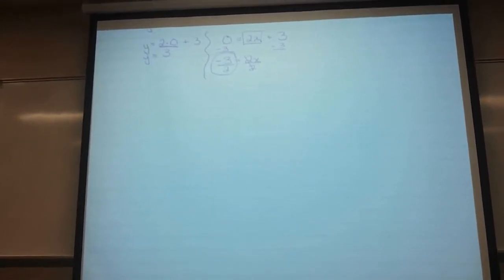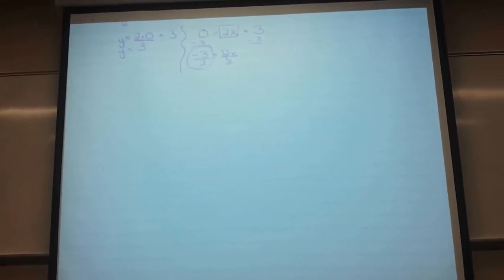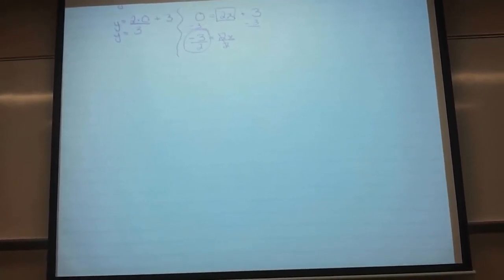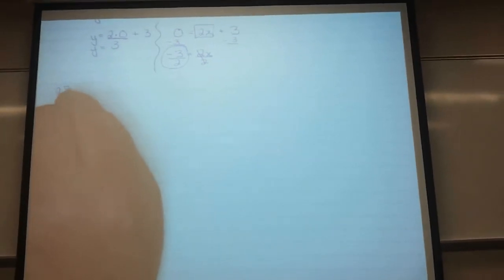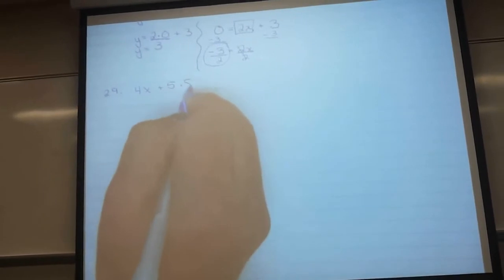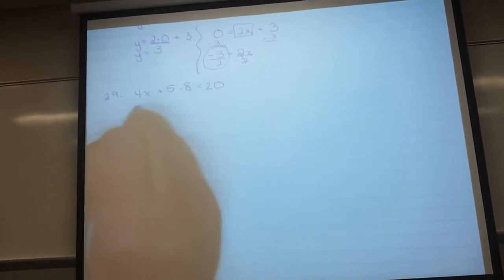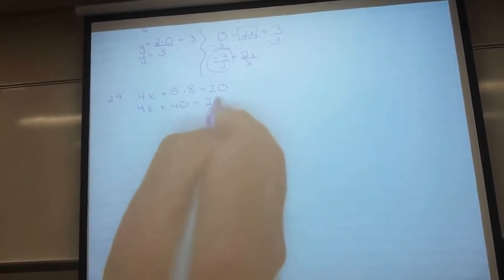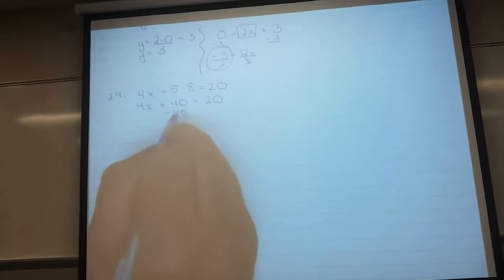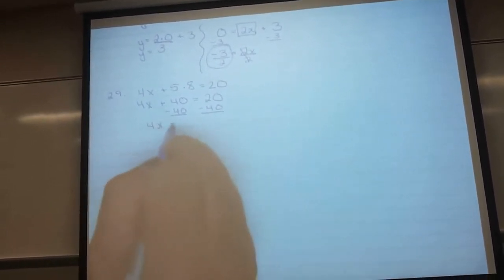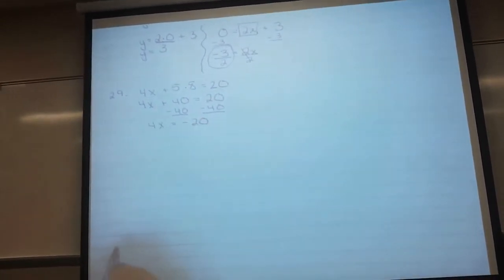For number 29 and 4.1, okay. The last one, okay. I wasn't sure if it was x equals 2 or x equals 5. When you plugged it in, did you get 4x plus 5 times 8 equals 20? Yes. Okay. Then did you get 4x plus 40 equals 20? Yes. And then did you subtract 40 from both? Yes. Okay. And that gives you negative 20. So 4x equals negative 20. And then how would you get the x by itself?